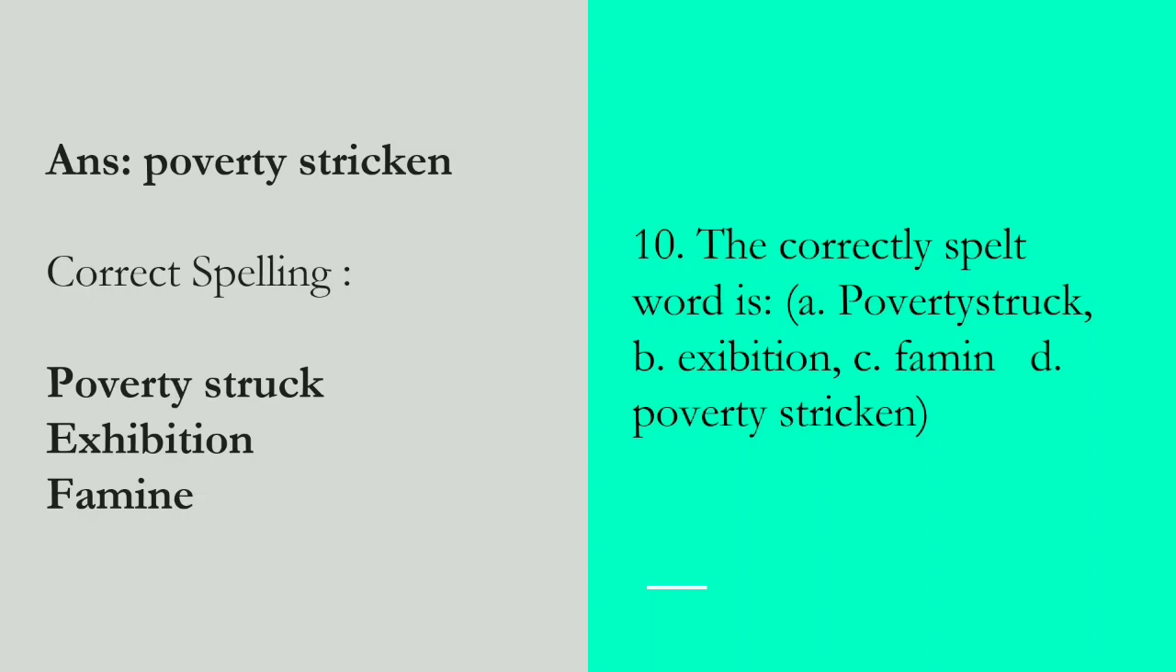Now let us look into the correct spelling of other words. The first word, poverty struck, is not one word. It is a combination of two words, poverty plus struck, so you can't use it without a space in between. Exhibition, of course, I guess nobody will be confused with the spelling. And famine, F-a-m-i-n-e. So these are the exercises for the day from this passage.